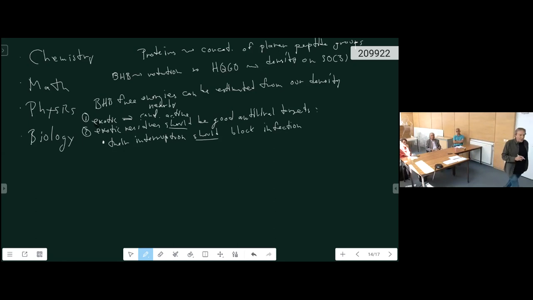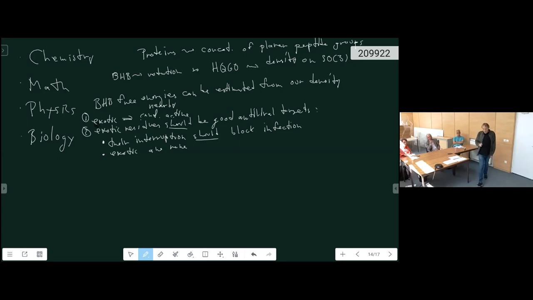But there's another reason. In fact, this actually was the very first thing on the table: exotic residues are rare. Remember, that was the whole point, that they're not very common in this density on SO3. Well, if they're rare in the universe of all proteins, then probably they're rare in the host organism. And if they're rare in the host organism, the drug or vaccine that you're developing won't have side effects.